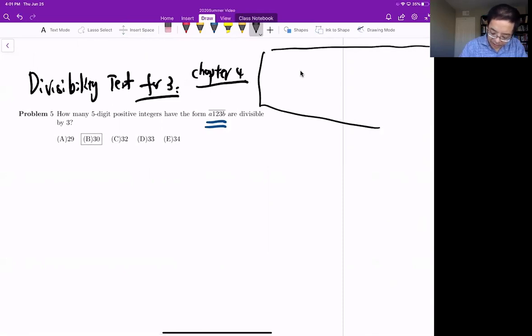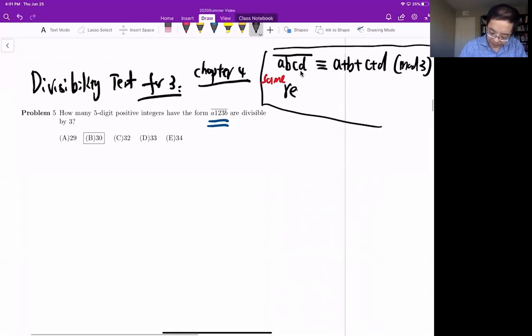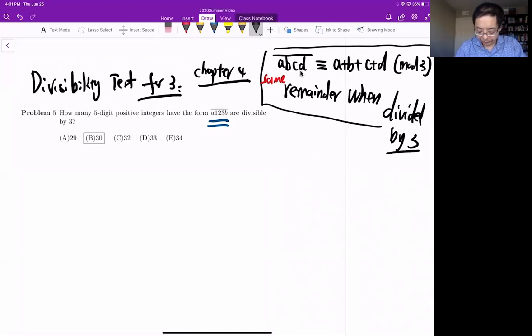The general way to say it is, for example, I just use four numbers as an example. Say I have a 4-digit number ABCD. This one divided by 3, the remainder is the same as the sum of the digits. So here I use the congruence notation, which just means they have the same remainder when divided by 3.